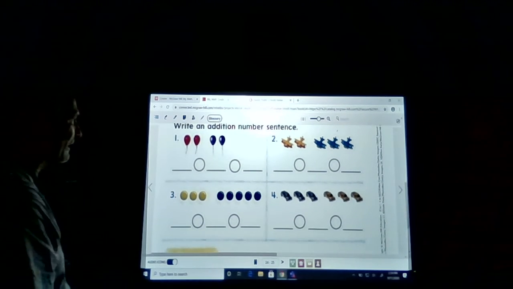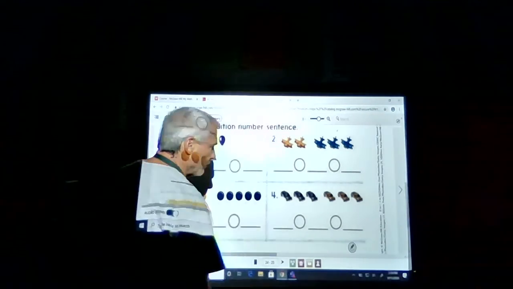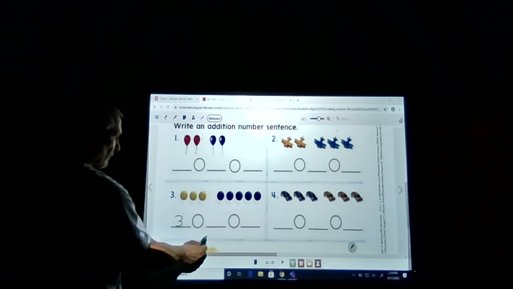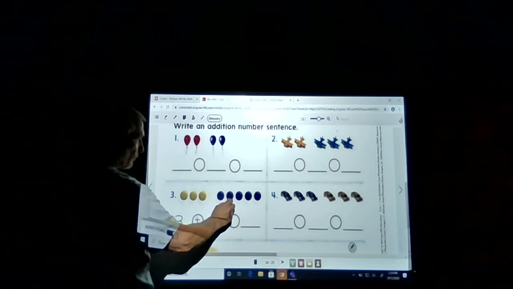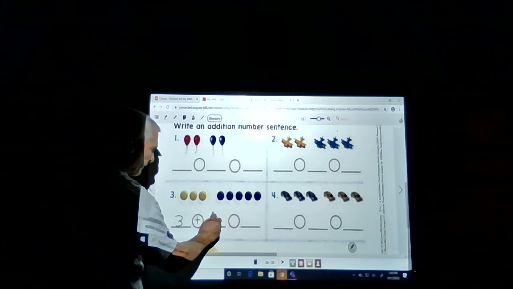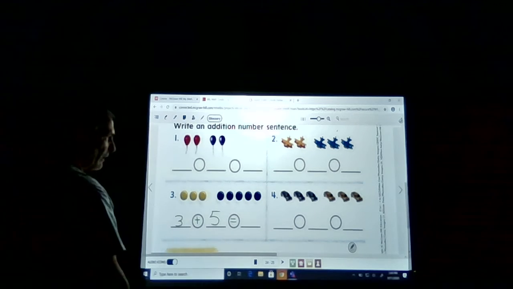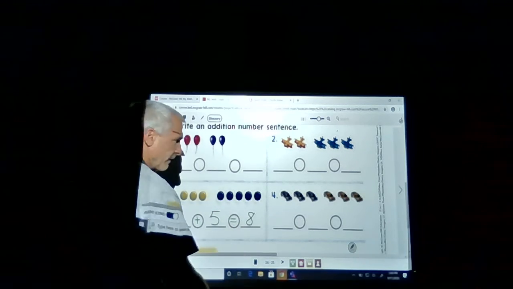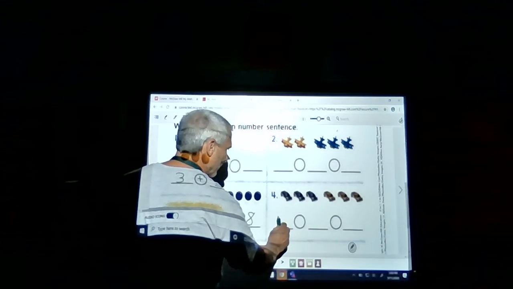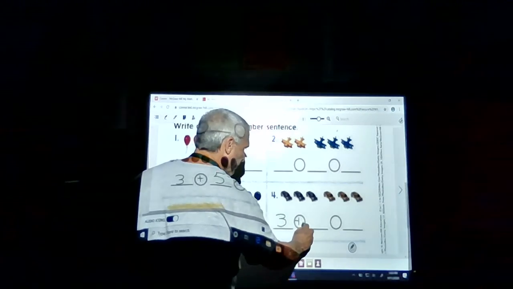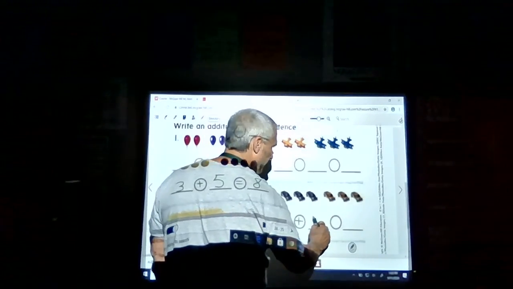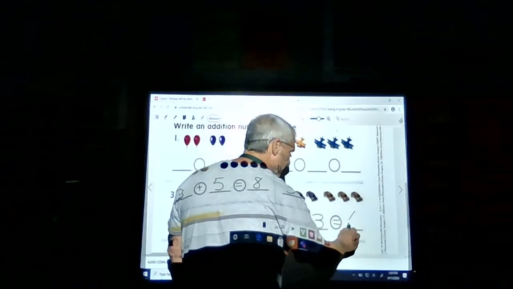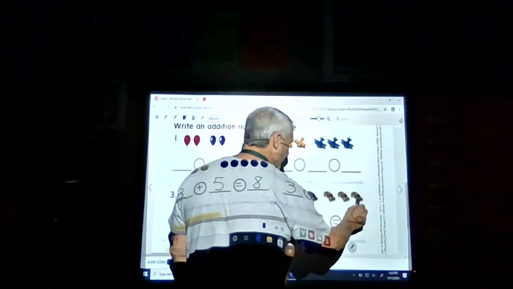You can try three and four and write a number sentence. You can push pause. One, two, three, yellow counters, looks like, plus. One, two, three, four, five. Equals. Add them up all together in all. One, two, three, four, five, six, seven, eight. And the cards. One, two, three. Silver plus one, two, three. What do we say? Equals six. One, two, three, four, five, six.